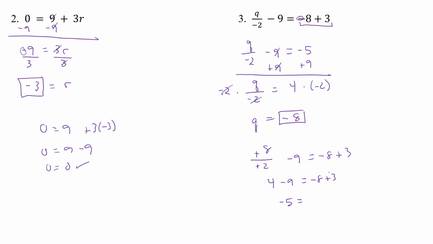Here we take 8 minus 3 is 5. The sign of the larger is negative, so -5 equals -5. That works, and so -8 is our solution.